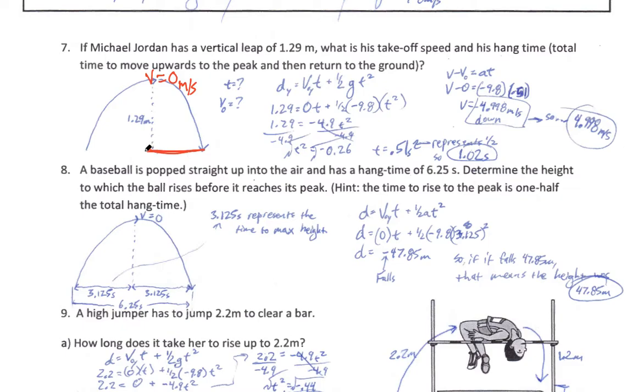How do I know it represents that? Well, because the velocity that I used was 0. Velocity of 0 is right here. What did I solve for? I solved for how much time it took to fall. How much time it took to fall is represented right here. So my time for this half is 0.51 seconds.